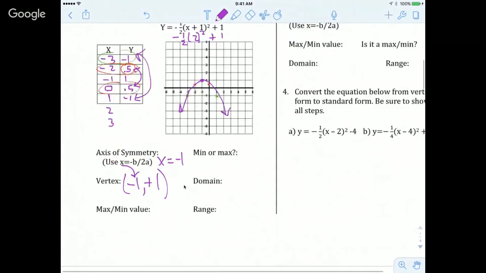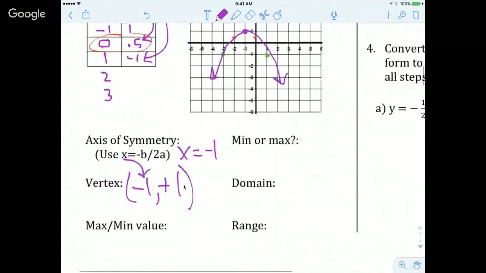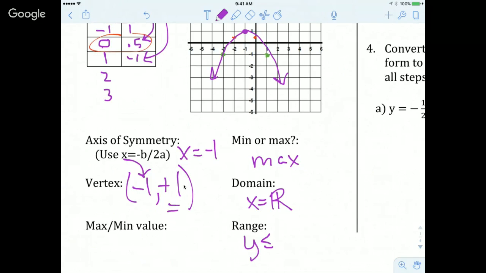Filling in the data, is it a min or a max? This happens to be a max. The domain is x equals all real numbers. The range is y is less than or equal to the y value of my vertex. And the max value is y equals 1.